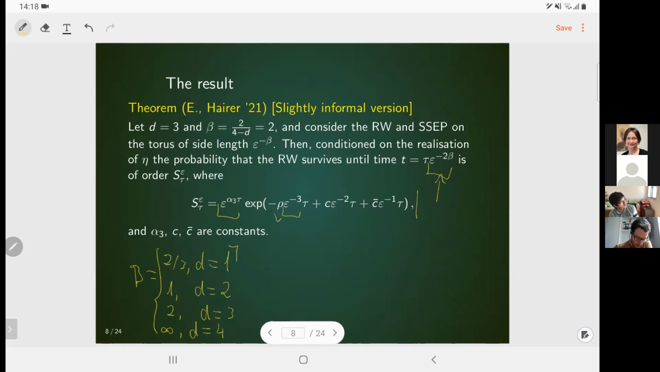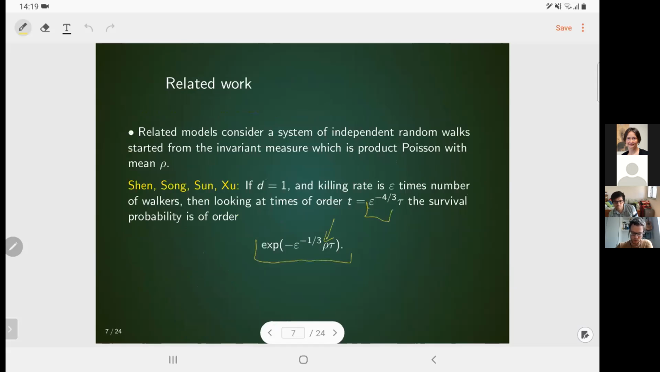So let's focus now on dimension 1, because there's another result. In dimension 1, this value of beta is 2/3. So this epsilon to the minus 2 beta would be epsilon to the minus 4/3. If you compare this with the result by this Chinese group, it's literally the same. So this result is very consistent with the result of this Chinese group.